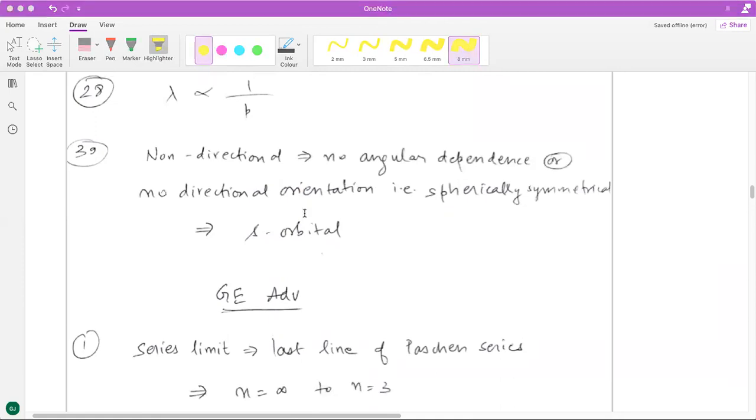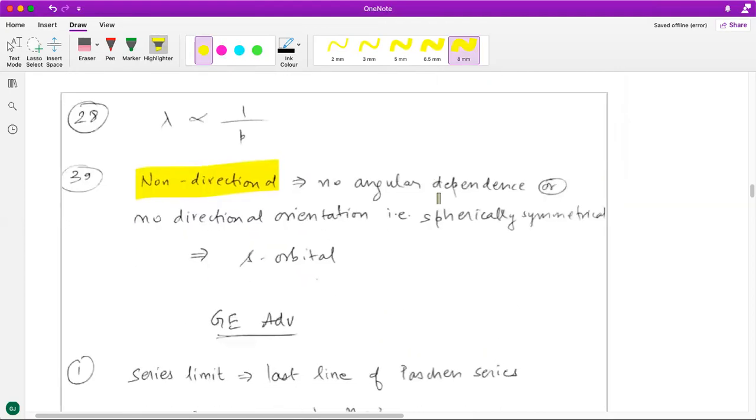and with the 39th question. 39th question, it is asking about non-directional. Non-directional means that there is no dependence on angles. Right, so it is S orbital which is spherically symmetrical will have a probability distribution uniform in all angles.